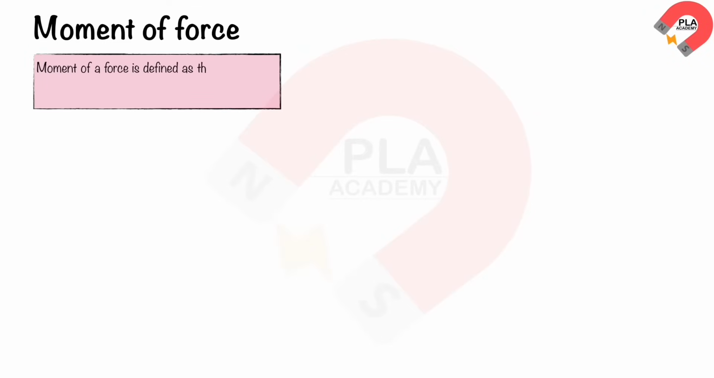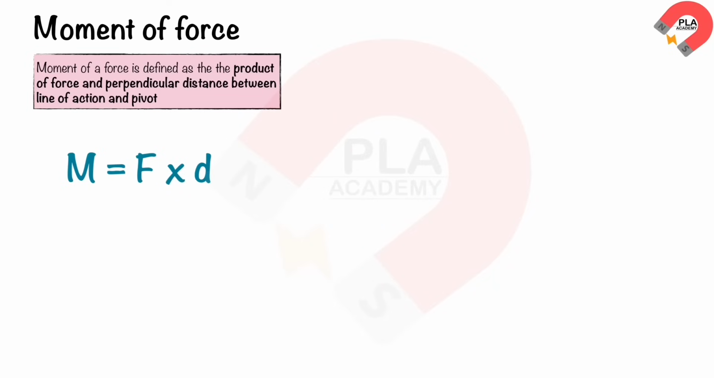Moment of force is defined as the product of force and perpendicular distance between the line of action and the pivot. We can write the equation as M equals F times d, where M is the moment of force in newton meters, F is force in newtons, and d is perpendicular distance from the pivot in meters.